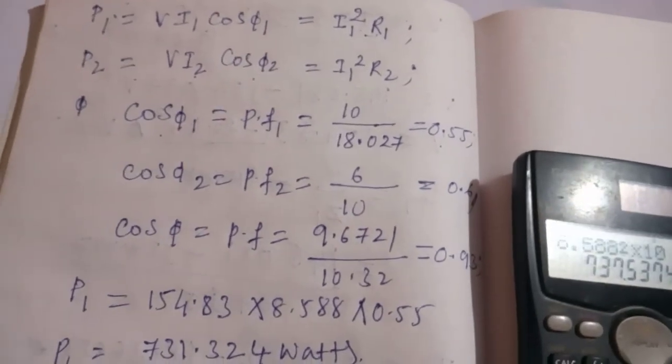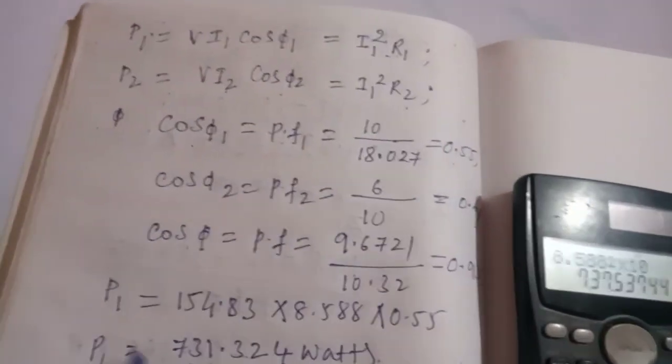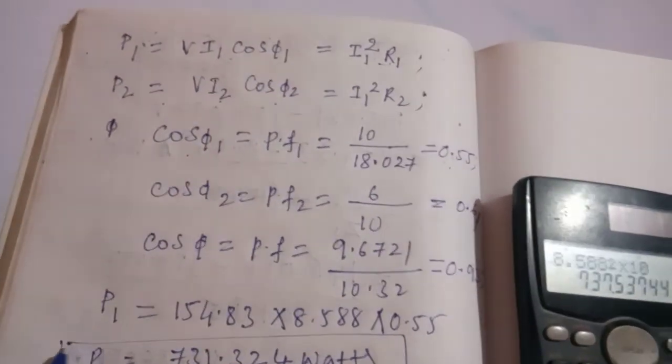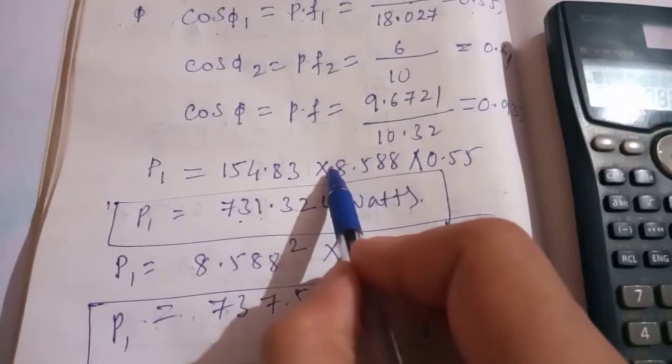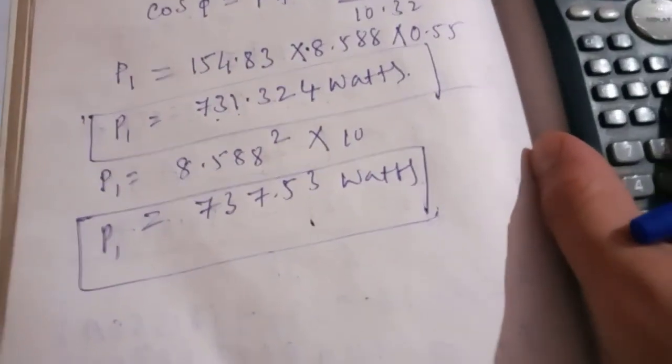737.53 watts. So we have got almost the same answer. These are all around 732 watts on average. You can use either this formula or this formula, you will get full marks, no problem. Next, what else you have to calculate?